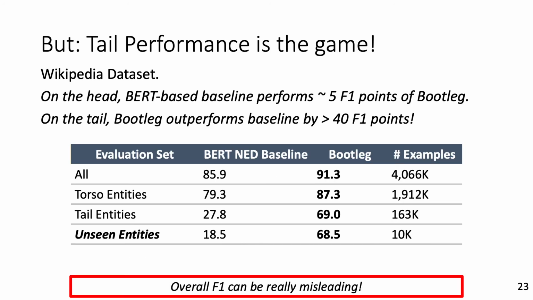As I said earlier, the tail is where it matters. And this is where we see a dramatic improvement of Bootleg compared to a BERT NED baseline, which again just memorizes text. You can see that Bootleg is within about 5 points of this BERT baseline model overall, and again, we didn't tune either of these models that much, and so this could potentially be closed just with better tuning. However, it's over the tail where you see over 40 F1 point lift between Bootleg and this text-based baseline model. Another subtle point here is that overall metrics can be very misleading when it comes to model performance.